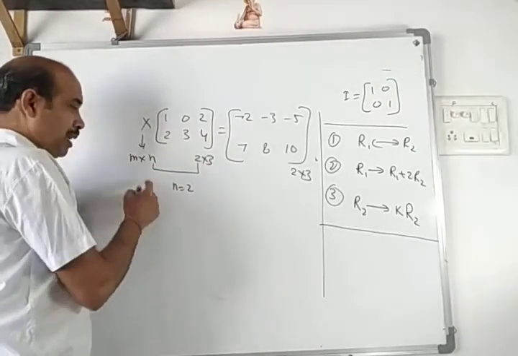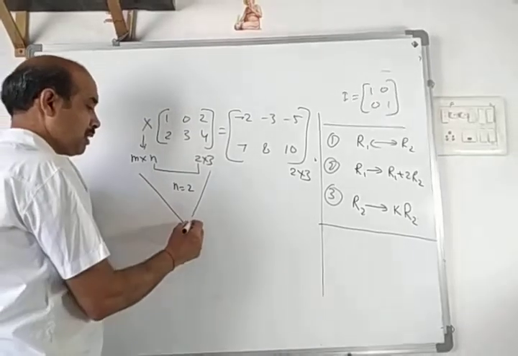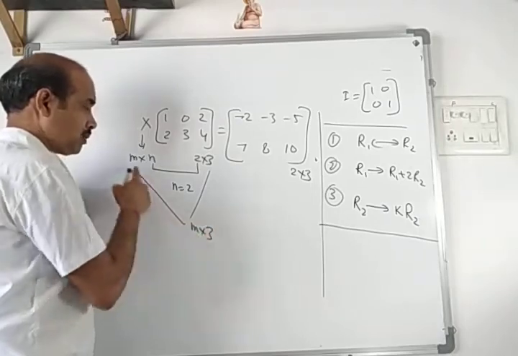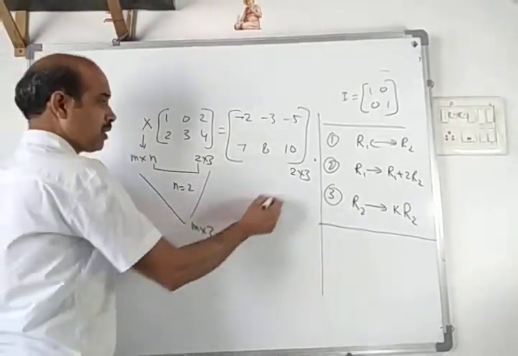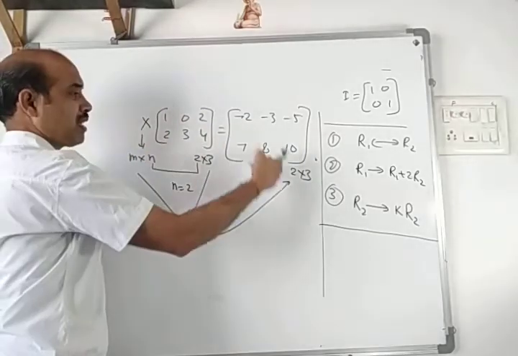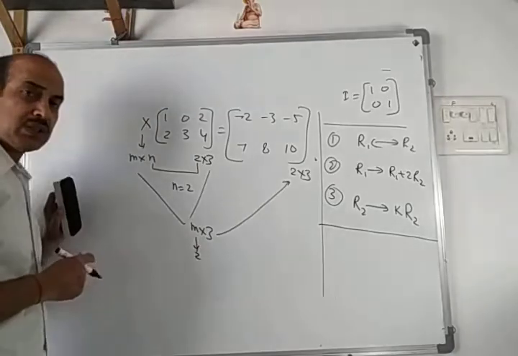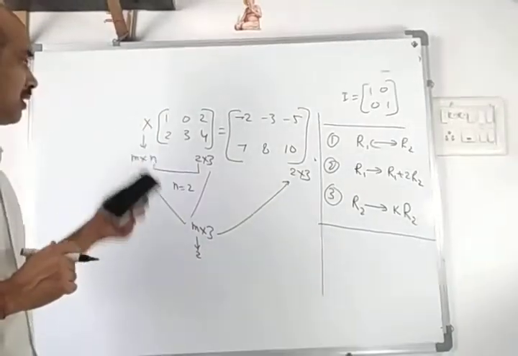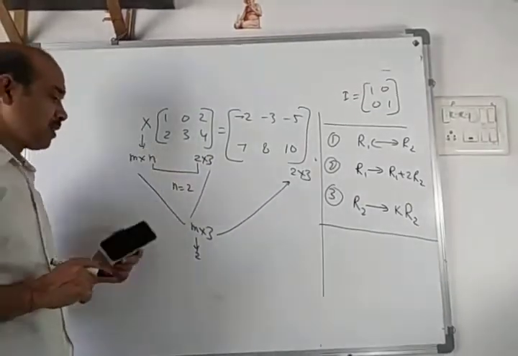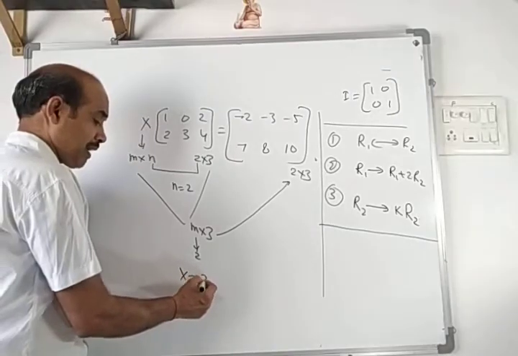And after multiplication of these two, its order will become M by 3 because the common number will be eliminated. This is given to you as 2 by 3, because it is the order of the multiplication. So it means M is also 2. So this type of analysis you have to do in the beginning before finding X, what will be the order of X. So M is 2 and N is 2, it means the order of X is 2 by 2.